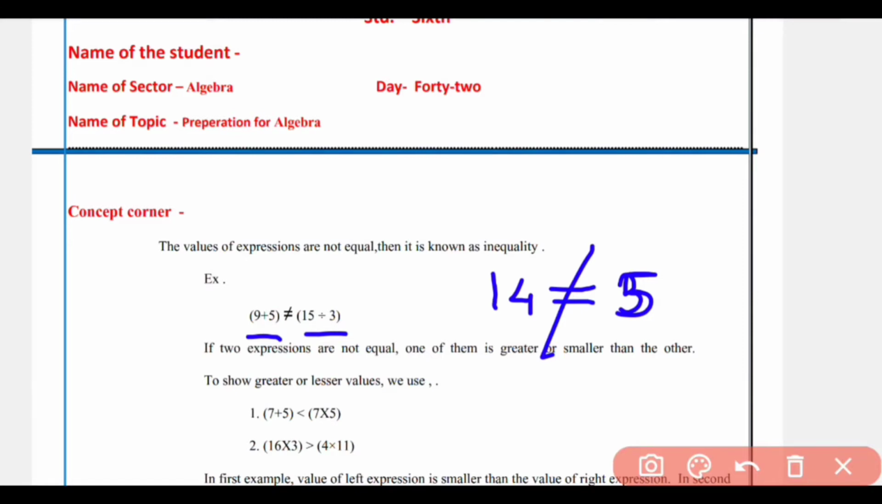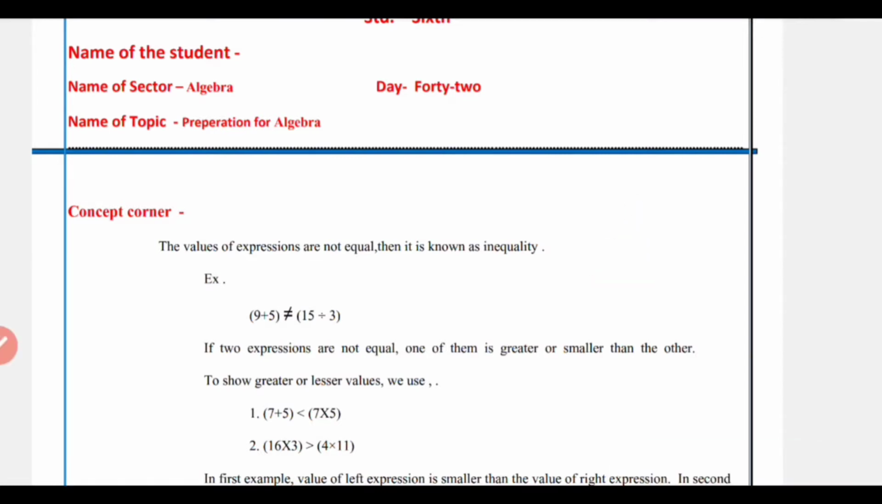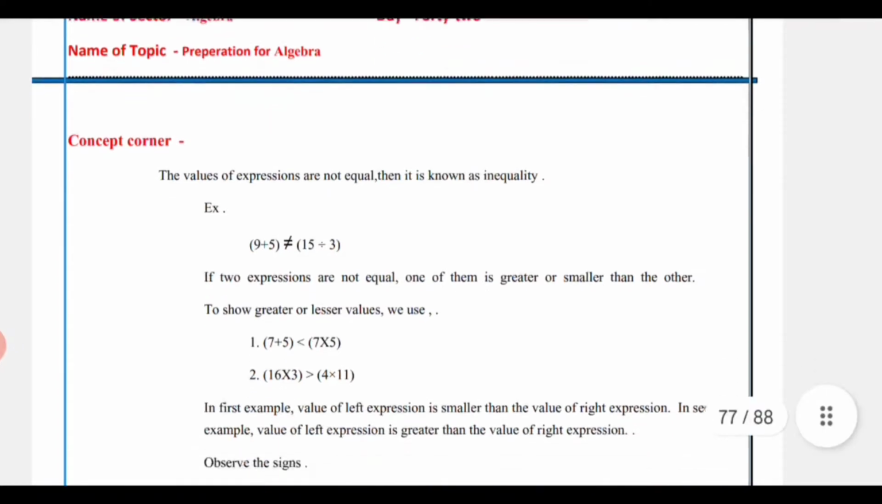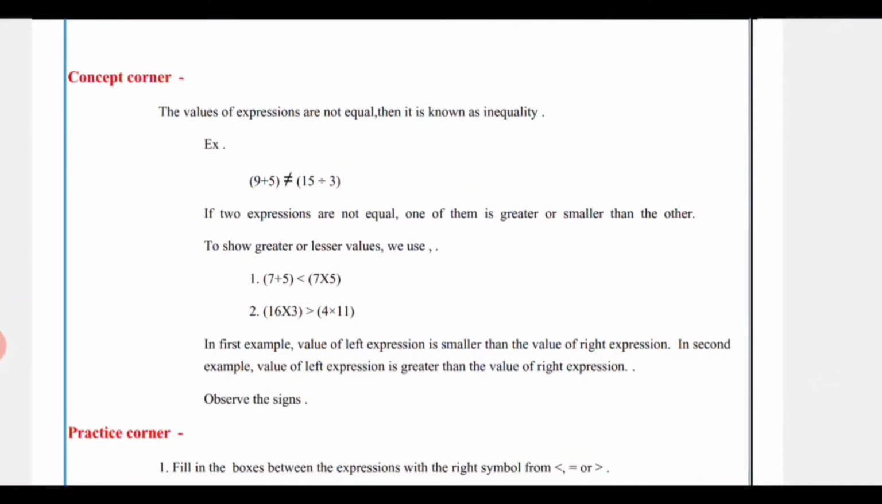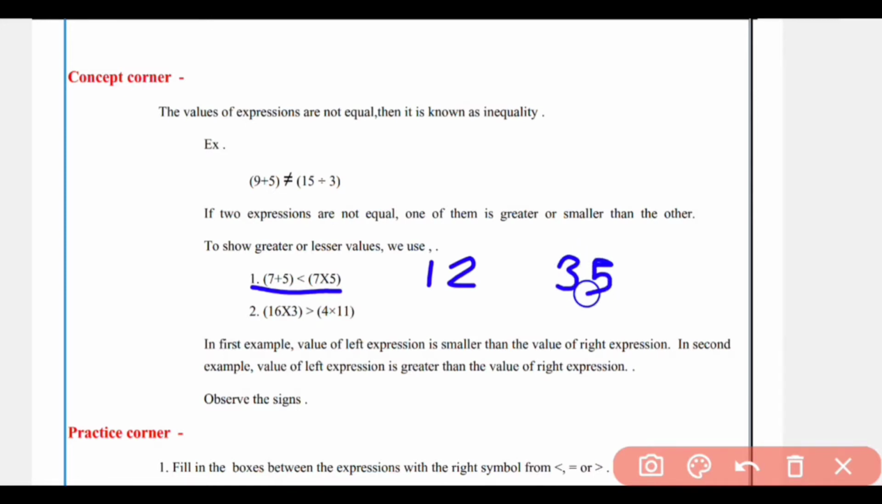This is known as inequality. When the answers on two sides are not equal, this is known as inequality, and this can be shown by an equal to sign with a cross on it, or otherwise we can show it with greater than and lesser than symbols also. So as we all can see here in the next example, 7 plus 5 is lesser than 7 into 5, because 7 plus 5 is 12, and 7 into 5 is 35. So 35 is bigger than 12. So it can be shown by this symbol. This symbol is open towards the bigger number and it is closed towards the smaller number.